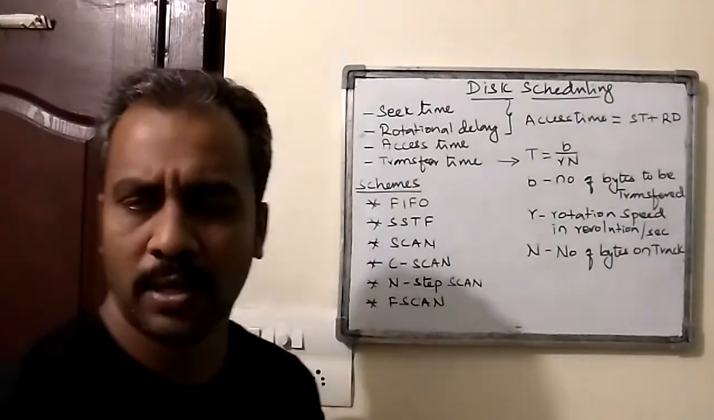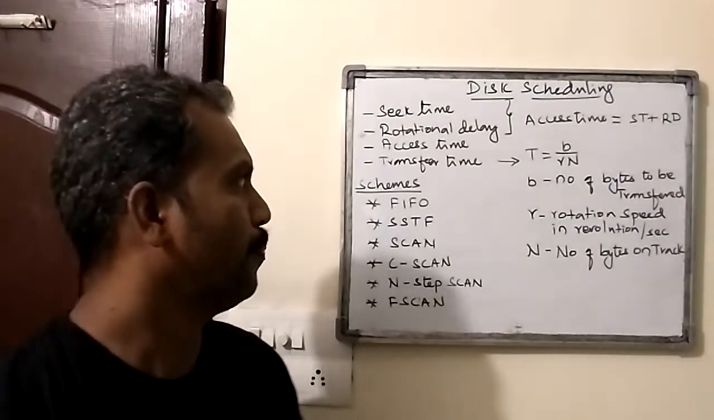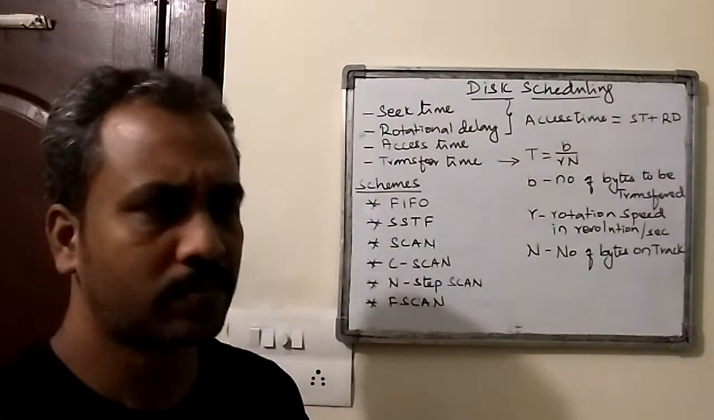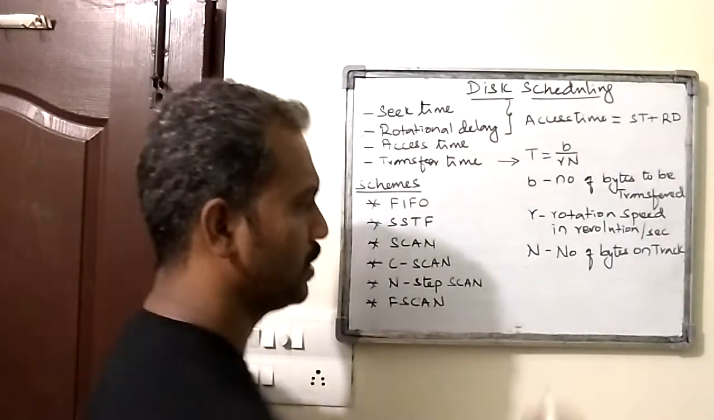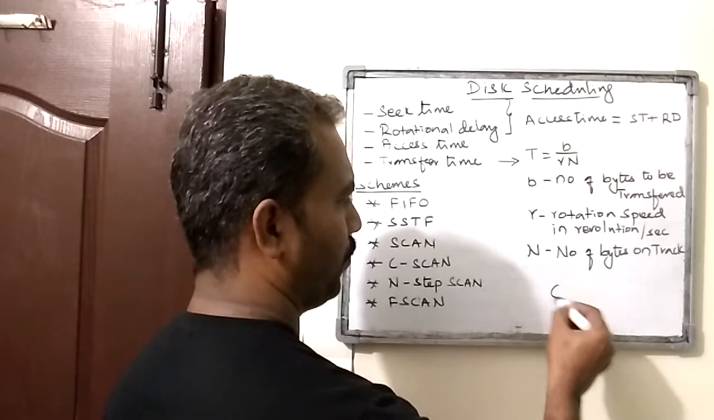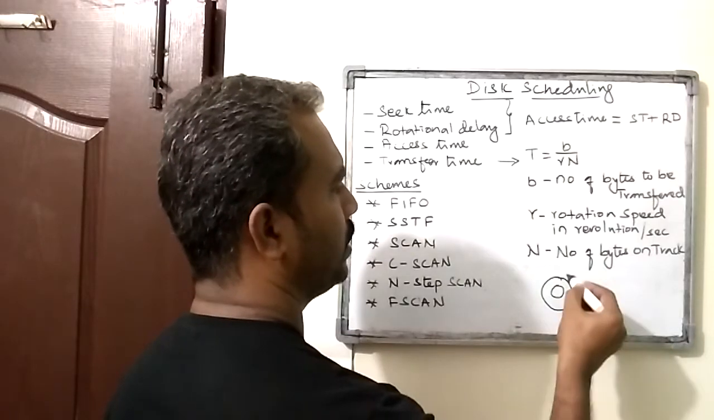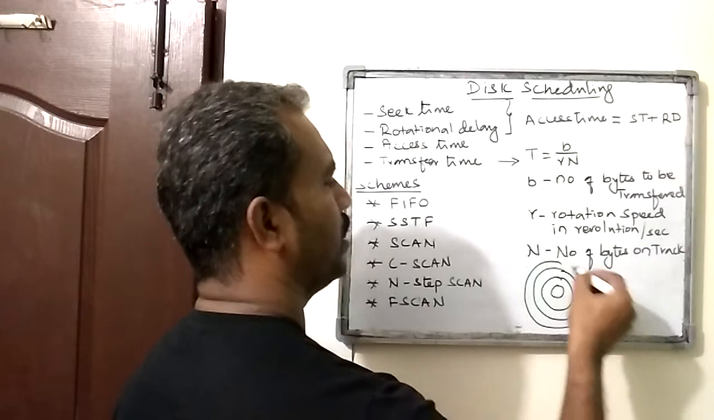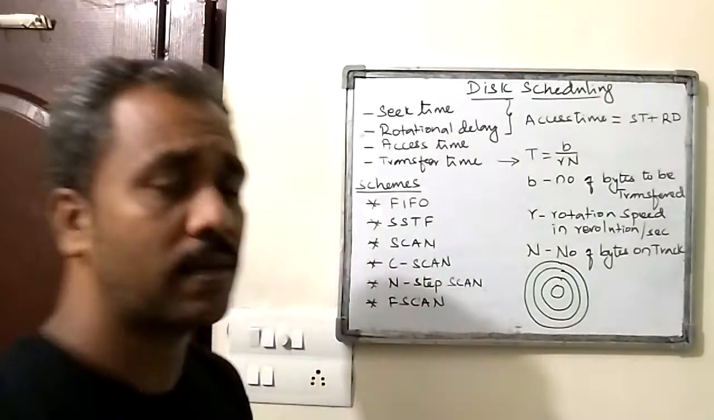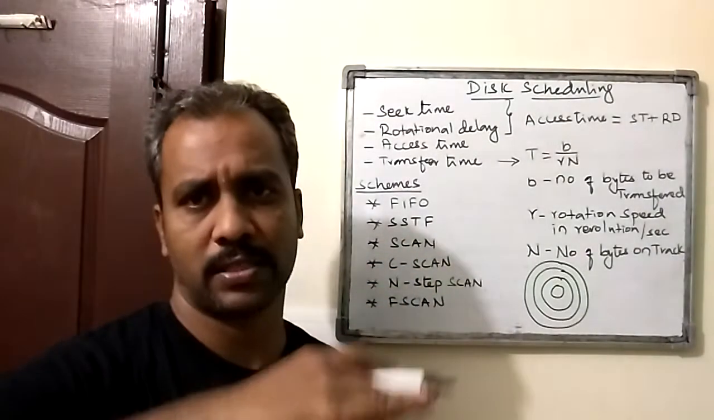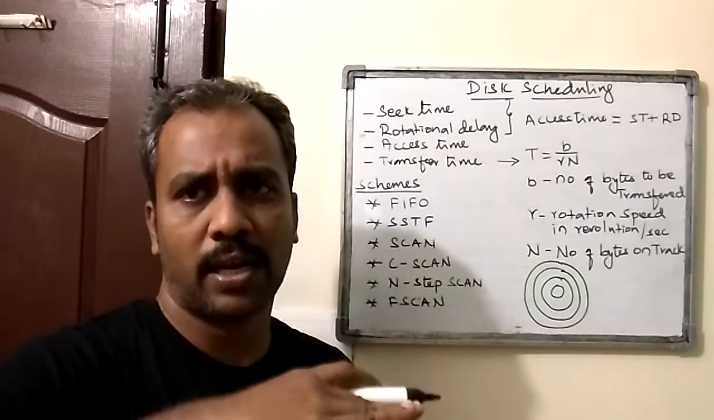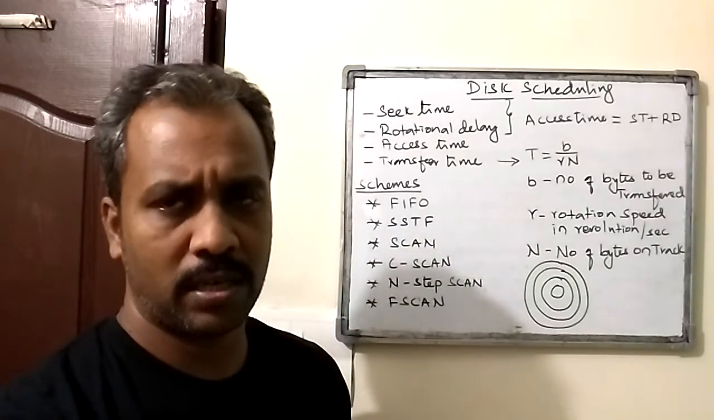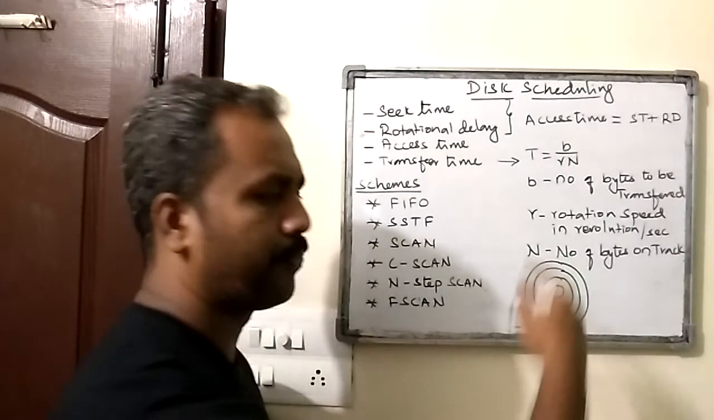So there are a few terminologies we will discuss before discussing the various schemes available in disk scheduling: seek time, rotational delay, access time, transfer time. The very first thing is the disk. In the secondary memory, the hard disk, for example, there is an array of disks. You can find that the disks are arranged one after another, right?